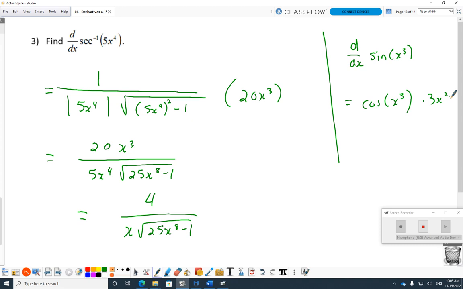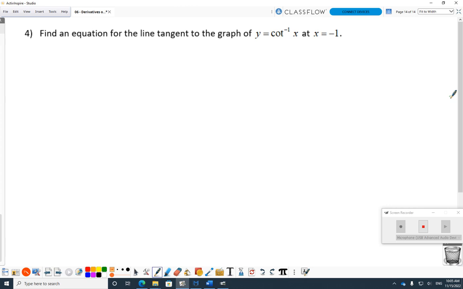Am I going to make it? Find equation of the line tangent to y equals cotan inverse. Okay, so dy by dx of cotan inverse. Go to my list. Negative 1 over 1 plus x squared.